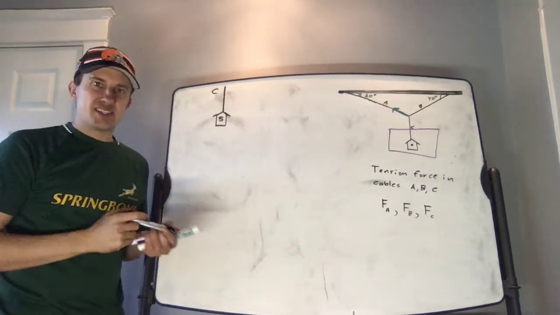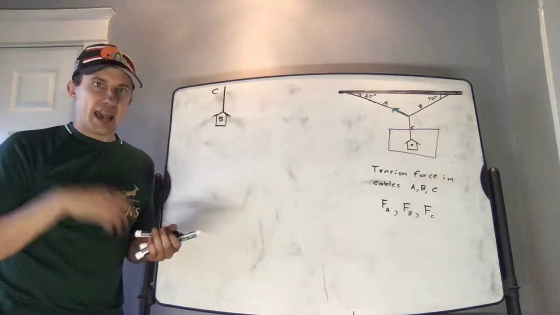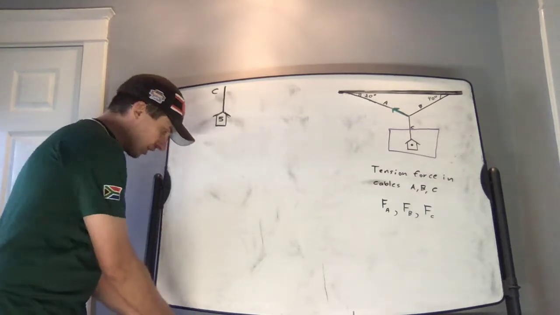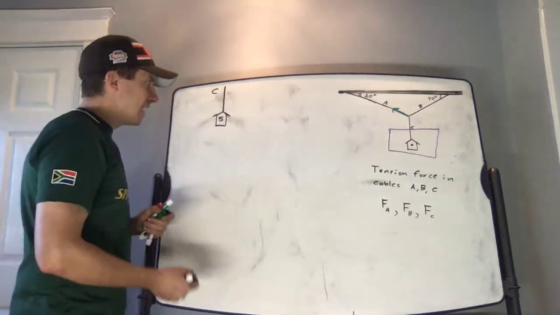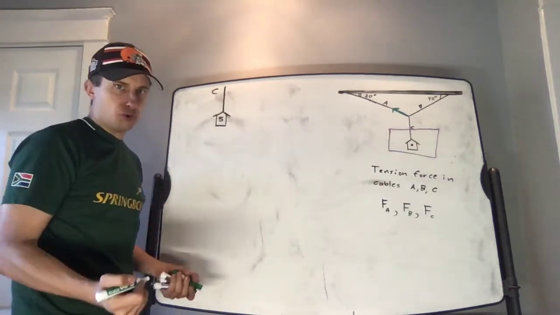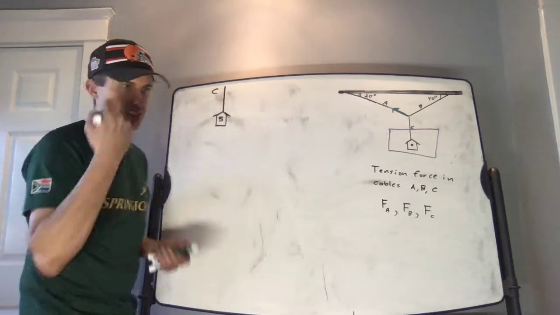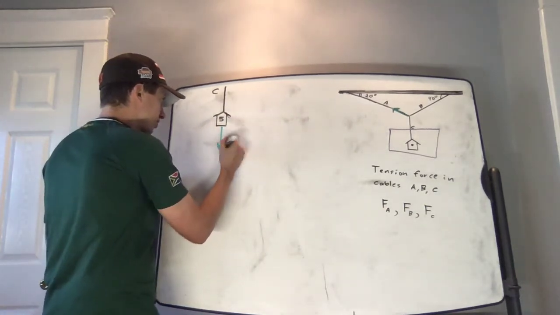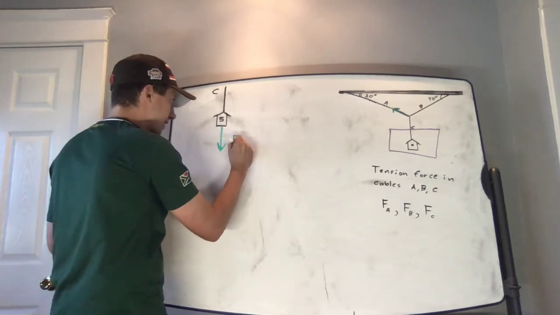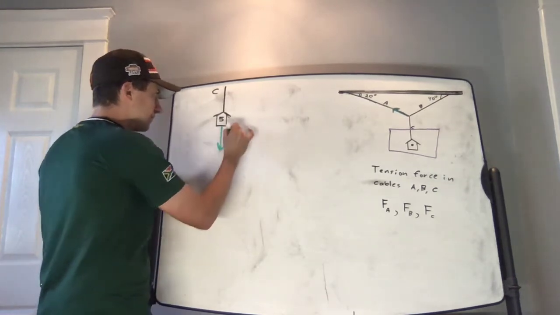Now I ask myself, what are the forces acting on this birdhouse? Well, we know the Earth exists, so there is a force of gravity, and that force of gravity is going to pull the birdhouse straight down towards the center of the Earth. So there is a force of gravity pulling down on the birdhouse. I'll write that as FGR for F gravity.